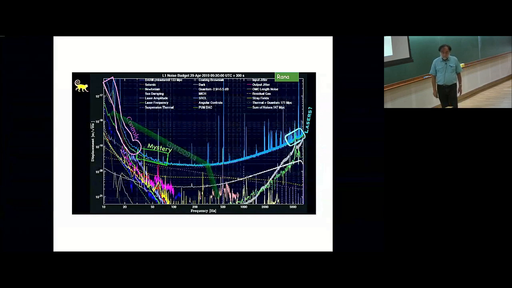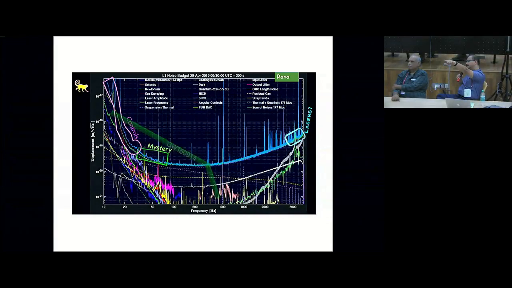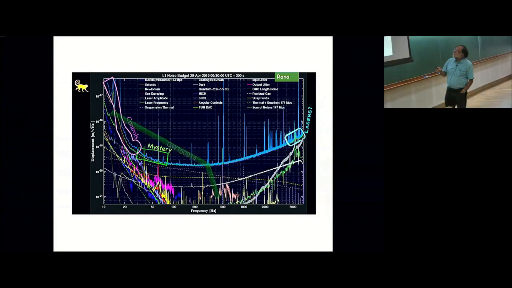A related question is, to what extent are these noises related to the ambient ground noise that we are measuring with the seismometers at the ground at low frequencies? How much dependence is there on that? There's one curve here, I believe it's this one, which is the seismic noise directly coming through and moving the mirror along the degree of freedom that you're measuring.